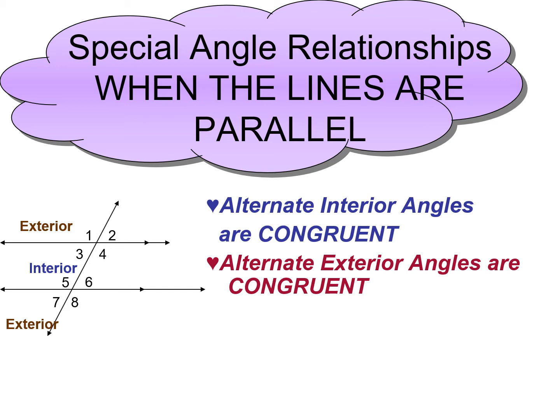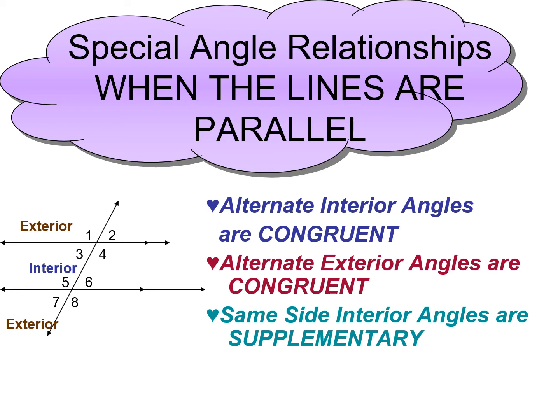So in this figure, the alternate interior angles are the following. Angle 3 and angle 6 pair, so we could say that angle 3 and angle 6 are congruent. Then angle 4 and angle 5, and in the exterior angles we have angle 8 and angle 1, angle 2 and angle 7.